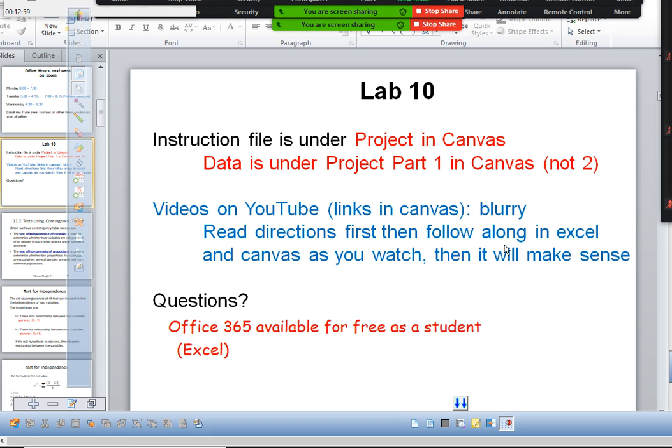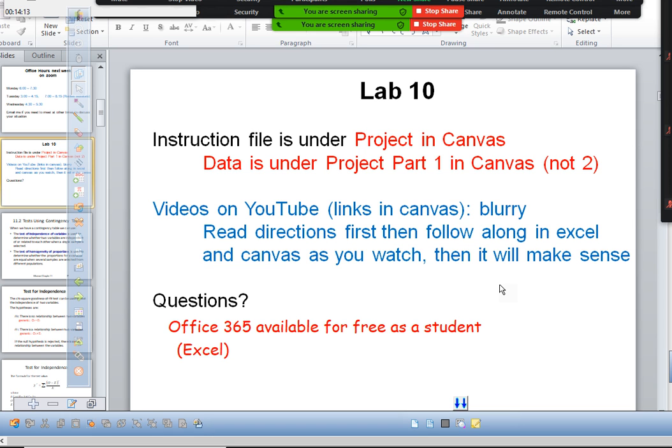The other thing people commented on last class was that the videos on YouTube are blurry and kind of hard to read. So what you need to do, which makes them really useful, is read the directions. One of my students said he read the directions first, and then he followed along in Excel and Canvas as he watched the videos, and it totally made sense. You can always pause the video, do the next thing in Excel, and then pause it again. Then it makes more sense to you, and it becomes a helpful video. And again, they're back to back. There are 2 of them.